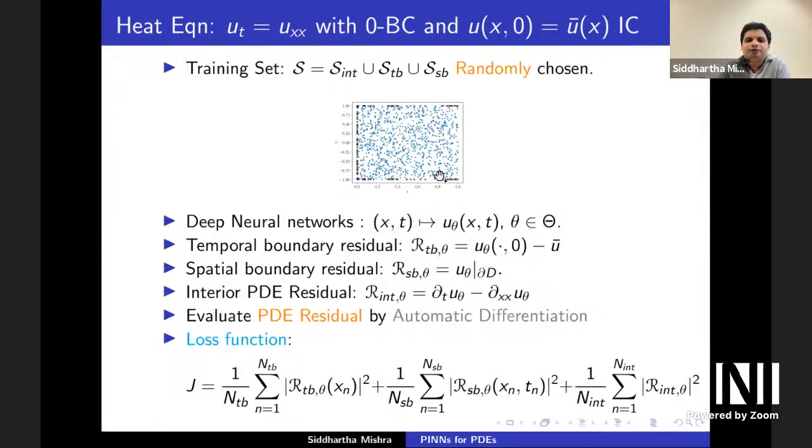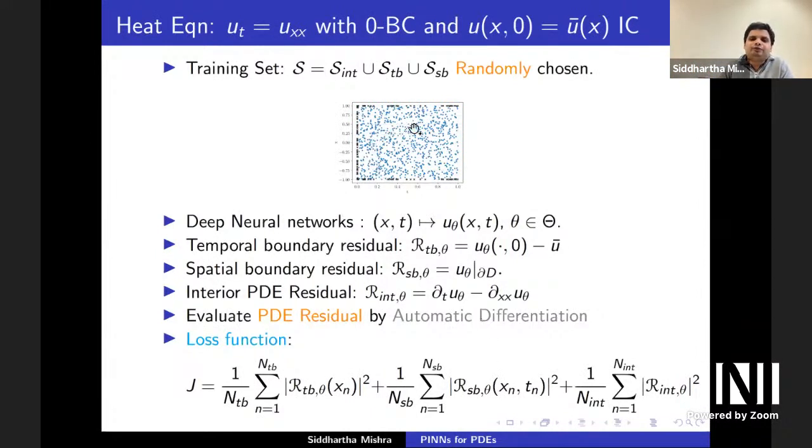The same on the boundary conditions. There are zero boundary conditions. There's no reason why for an arbitrary theta, u theta should be zero. So I want to again evaluate it along these points and throw it into the loss function, trying to minimize them. So you try to fit the initial and boundary data, which are given to you.